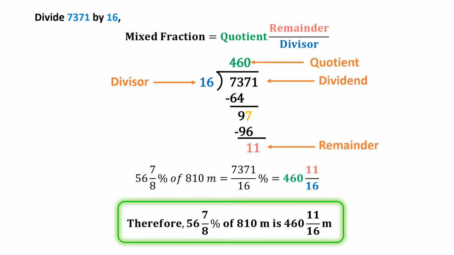Divide 7,371 by 16. By dividing 7,371 by 16 we have 460 whole 11 upon 16. Therefore 56 whole 7 upon 8% of 810 meters is 460 whole 11 upon 16 meters.